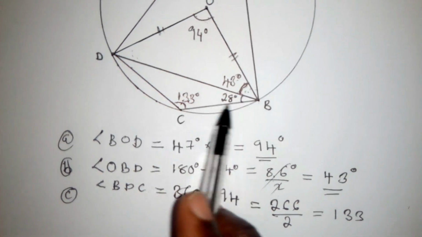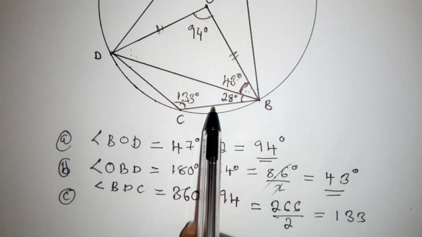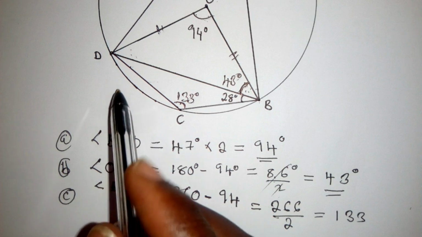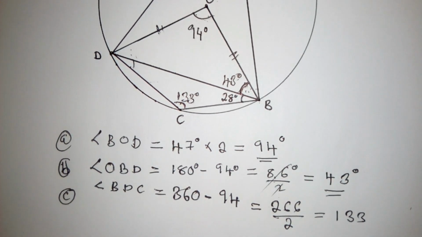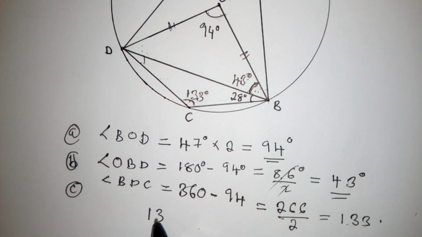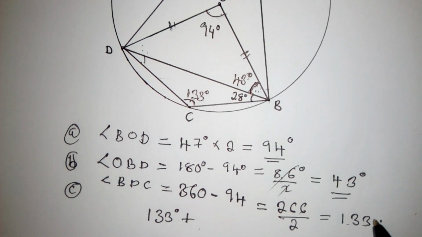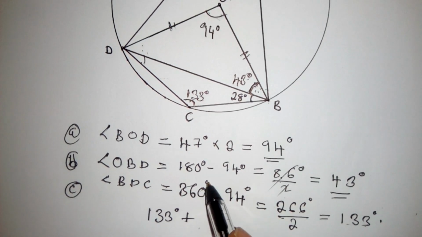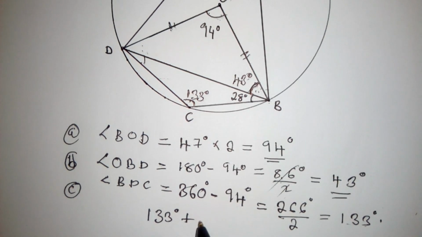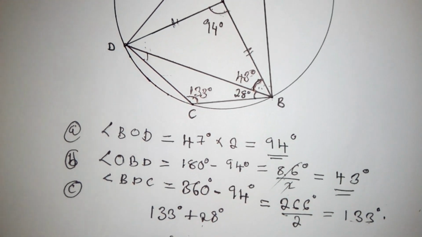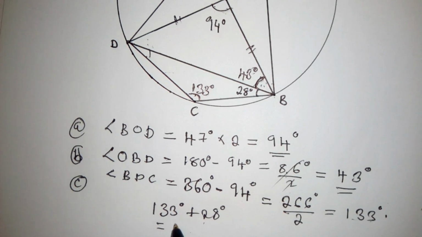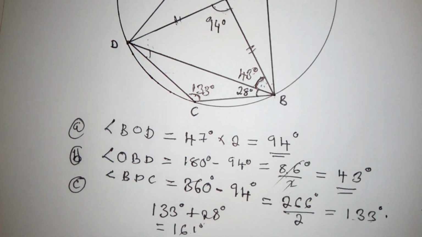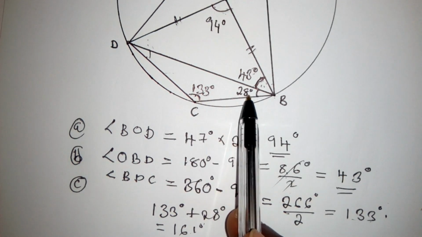Since we have two angles, we can use the property of a triangle, which will help us find this angle. So we'll say 133 degrees plus 28 degrees. Our answer will be equal to 161 degrees. So this 161 is the sum of this and this angle.